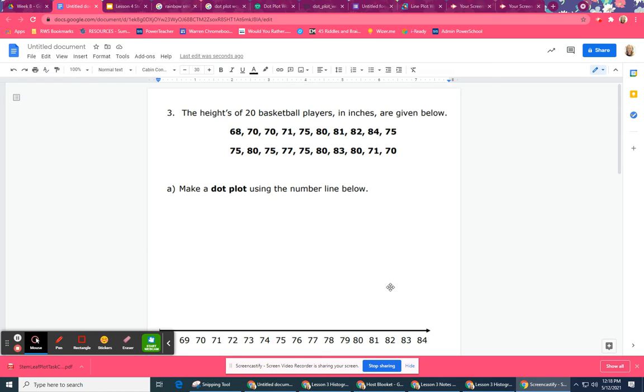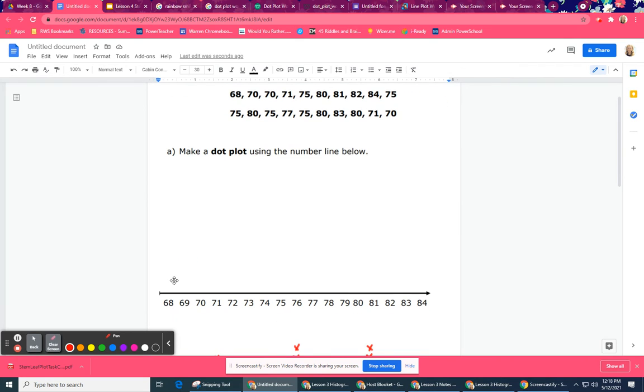It says the heights of 20 basketball players in inches are given below, and then there are the 20 numbers. Make a dot plot using the number line. Dot plots are always on number lines, and you're going to either use a dot or an X to represent each of the basketball players.